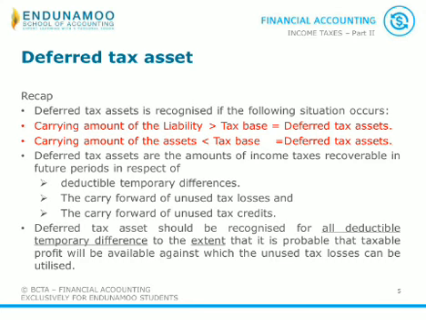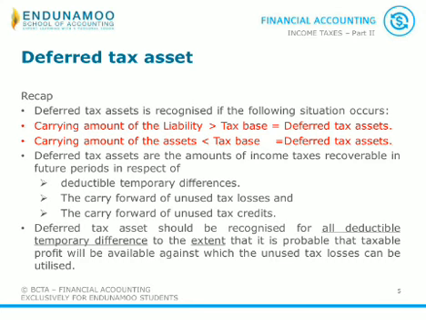So going forward, and as we cover more content, we will unpack what we mean by unused tax losses as well as unused tax credits. So relax, don't panic. Deferred tax assets should be recognized for all deductible temporary differences to the extent that it is probable that taxable profit will be available against which the unused tax losses can be utilized. Okay, that's a mouthful. So let's go back and unpack it and try to understand what they mean.